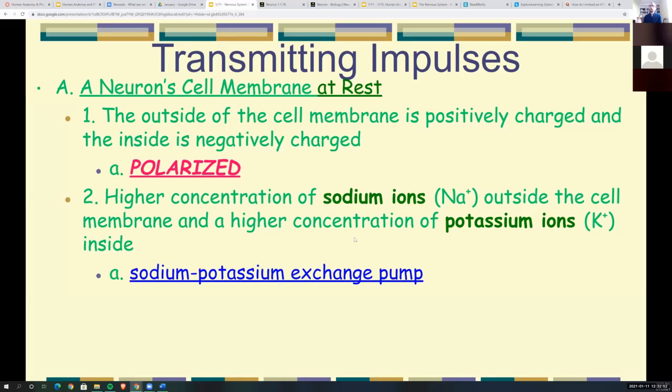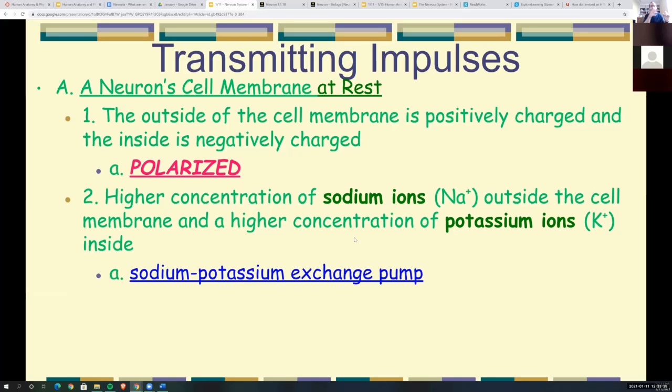What does the sodium potassium exchange pump do in order to keep more sodium ions outside and fewer potassium ions inside? What's the signal it's sending? Okay, Daphne, it exchanges sodium. Does it exchange anything else? Because it's a sodium potassium exchange pump. So it exchanges sodium and potassium.